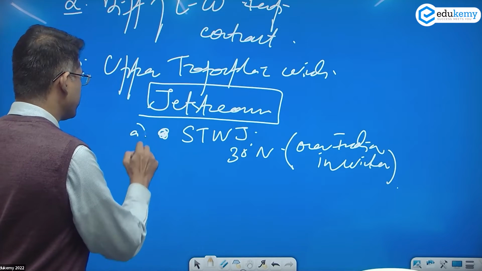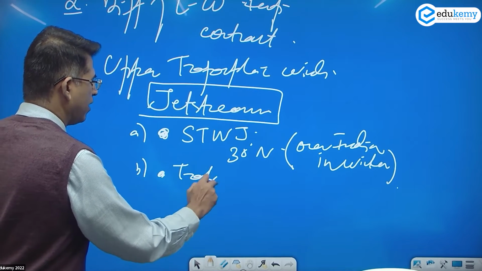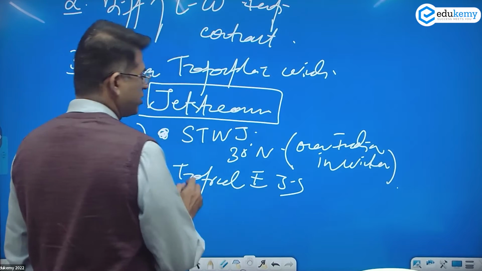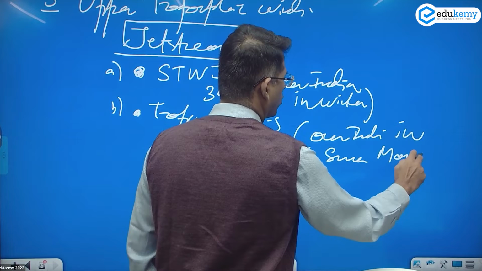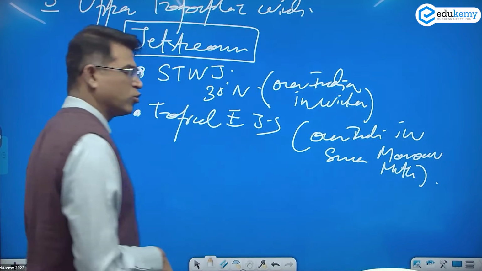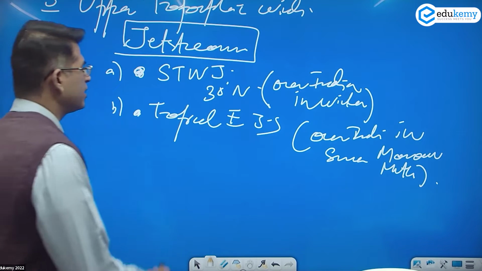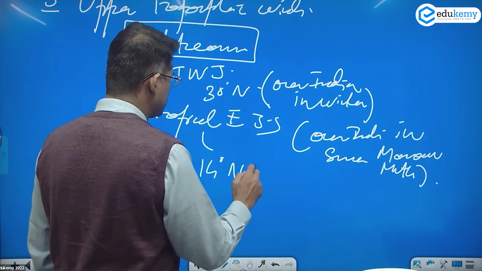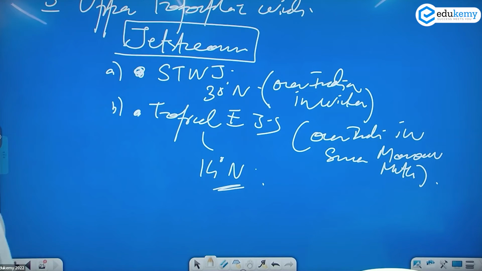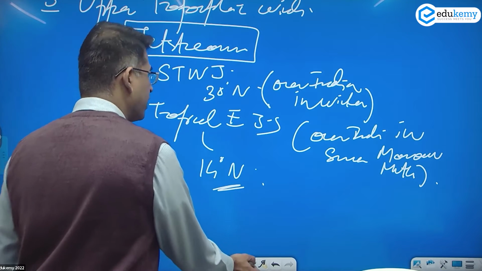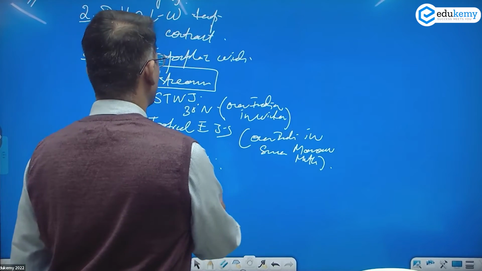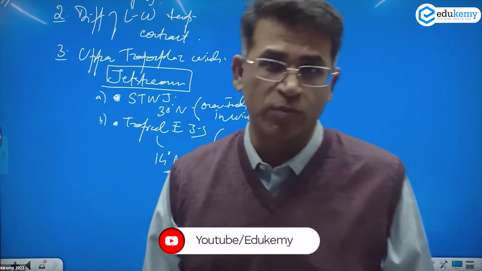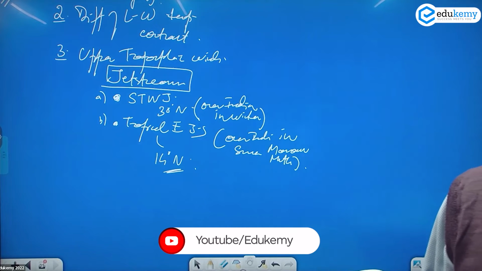The second jet stream is the tropical easterly jet stream, which is over India in the summer monsoon months, at around 14 degrees north latitude. These two jet streams are not over India throughout the year. The STWJ is over India in the winters, whereas the tropical easterly jet stream is over India in the summer monsoon months. Both are very important for the rainfall patterns.